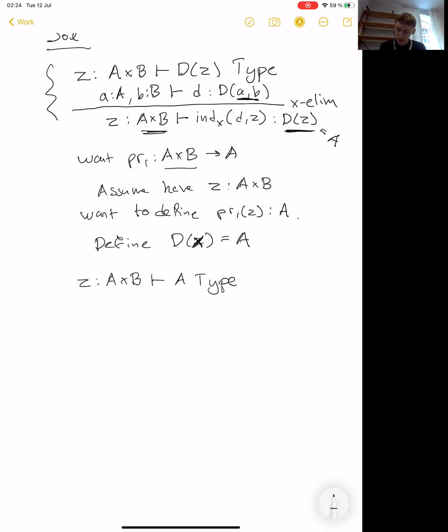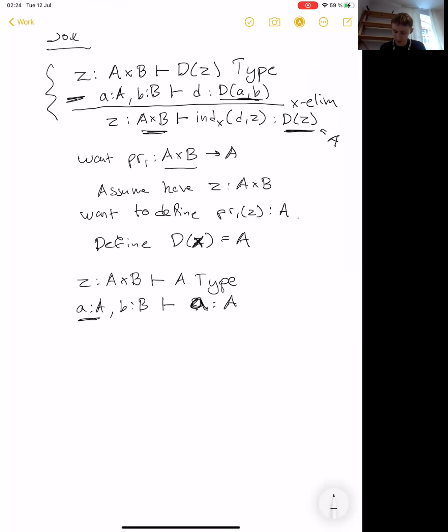Okay, so we have the first line. What about the second line, this line? Given a point A in A and B in B, we want to produce something of type DAB. Well, DAB is just A again. So we want something of type A. Well, we have something of type A already, an A. So let's just plug in that one.